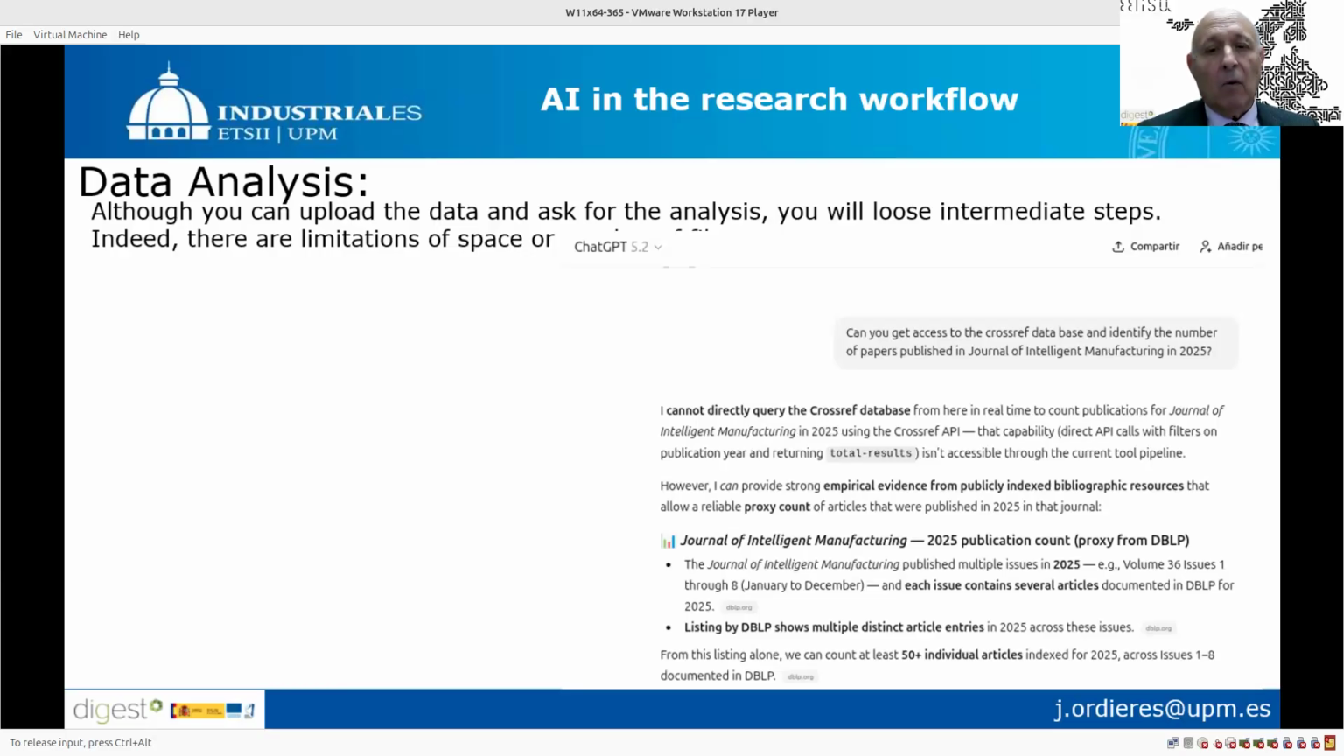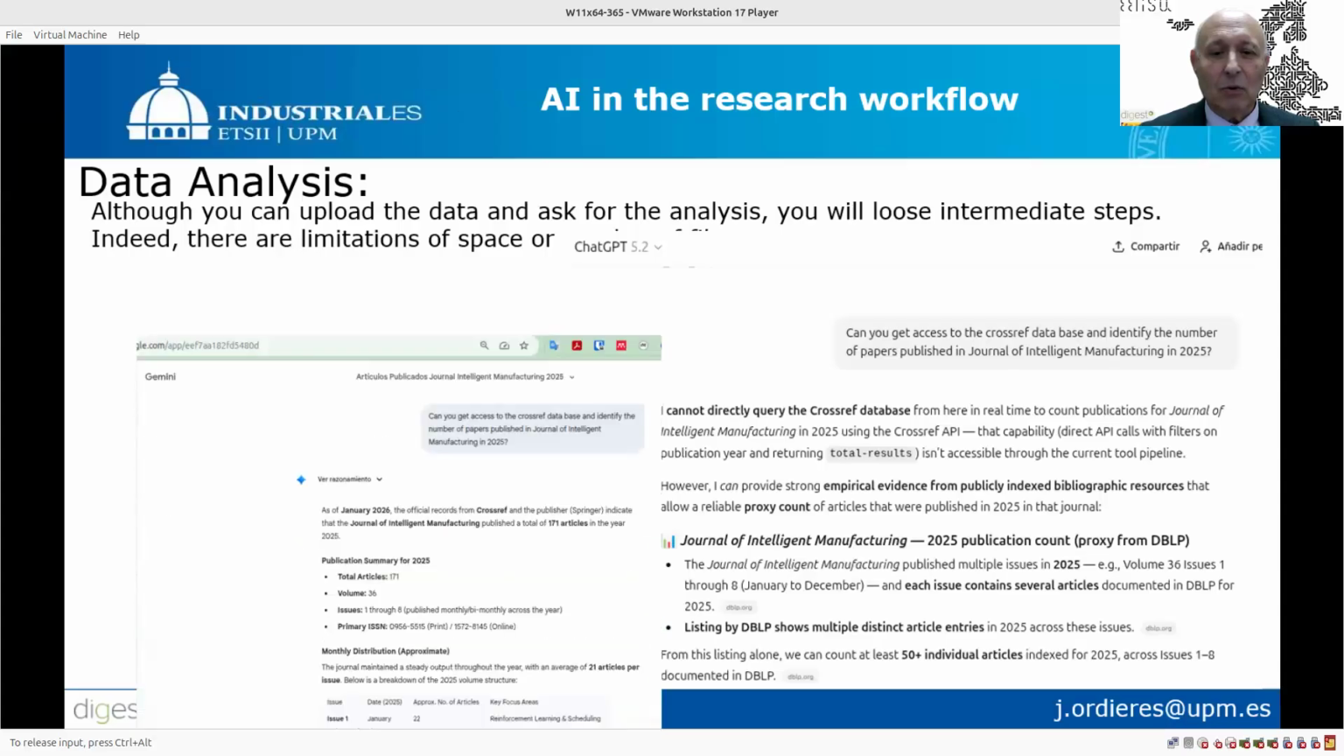And then thinking in terms of looking for data, my idea was, okay, may I be able to ask the LLM to get access to the Crossref, and then I asked ChatGPT 5.2. I asked if it was able to query the Crossref database. And then basically it says, no, I can't, but I can tell you how you can do the job. That's fine. Thank you very much. This is not my interest right now.